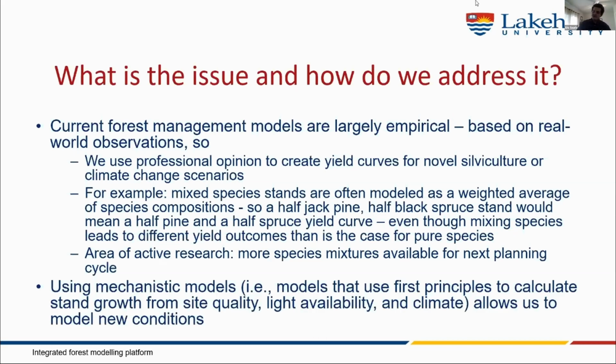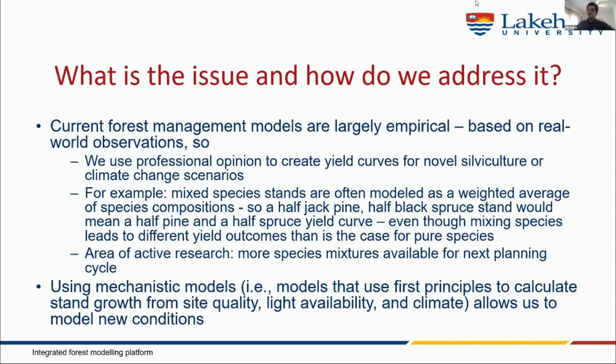One way we kind of get around this, though, is to use mechanistic models. So models that use first principles, and here when I say first principles, I mean inherent biological and physical properties to calculate stand growth from site quality, light availability, and climate. And that allows us to model new conditions we may not have seen before. The way it does that is it takes information on things like temperature and precipitation and says, okay, we know how temperature and precipitation affects tree growth, so we'll calculate growth based on new temperature and precipitation.